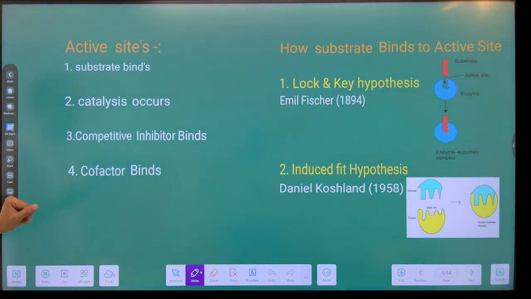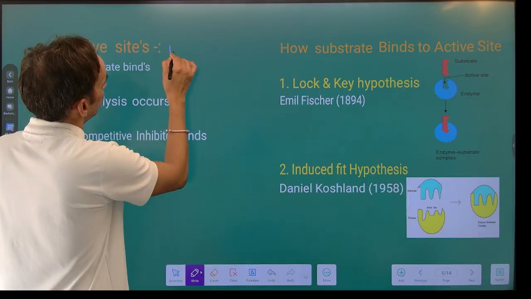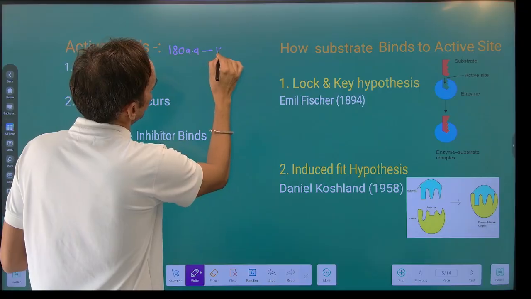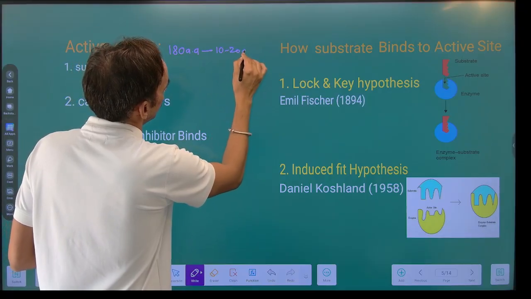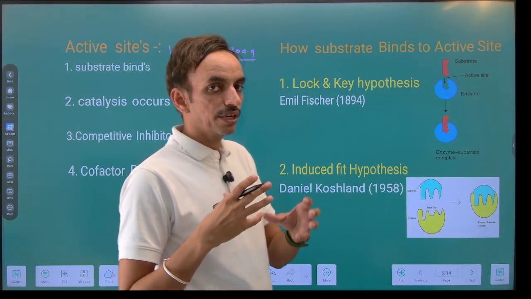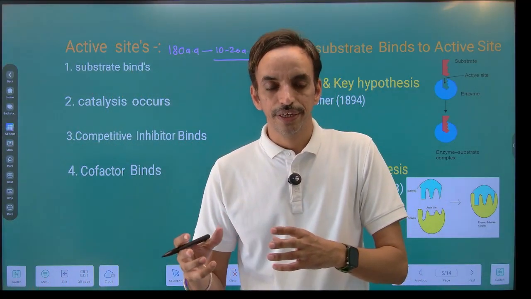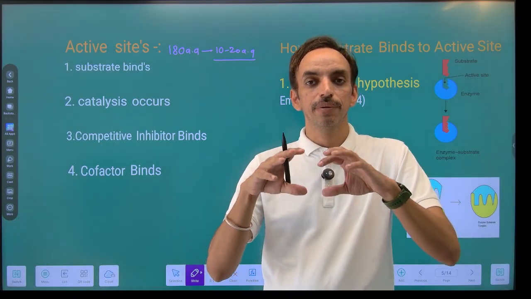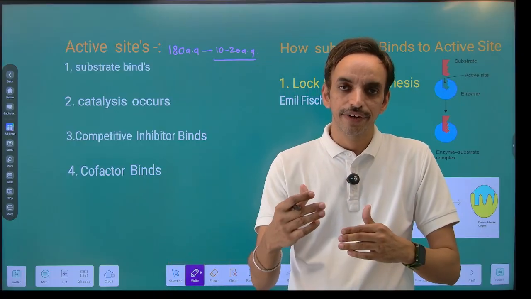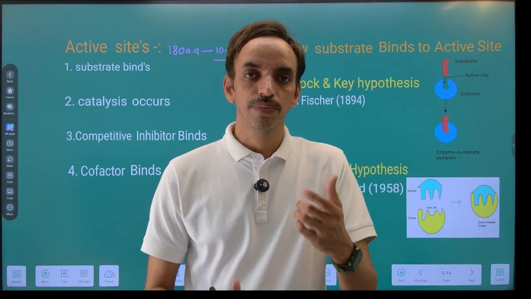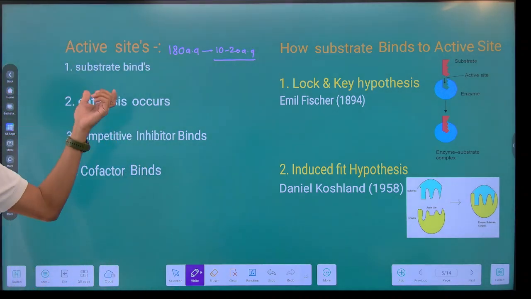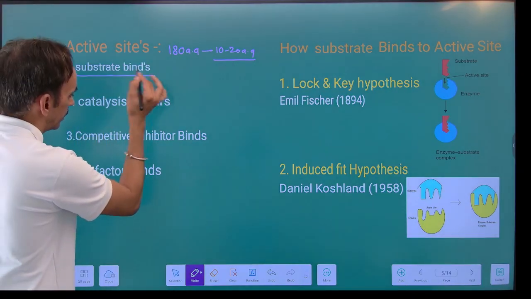Now, the active site. If the enzyme is made up of around 180 amino acids, then 10 to 20 amino acids will form the active site. These 10 to 20 amino acids involved in the formation of the active site are separated by space in the protein primary structure, but they come together in the secondary and tertiary structure and form the all-important active site.